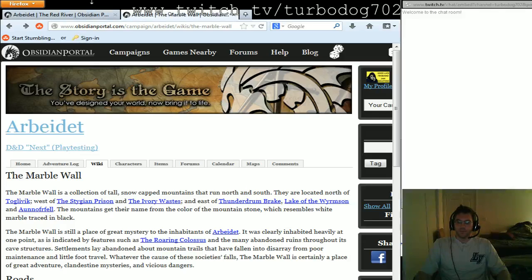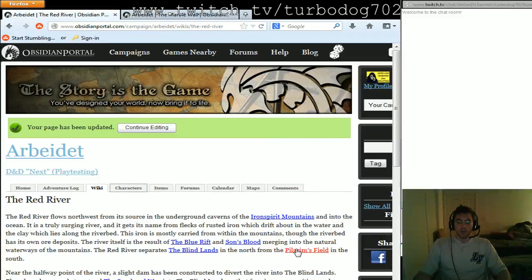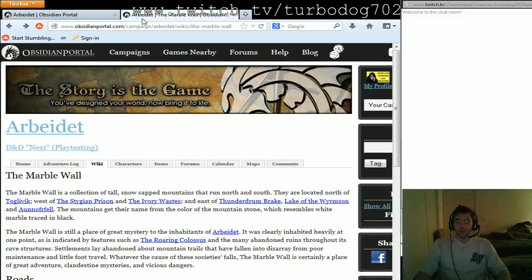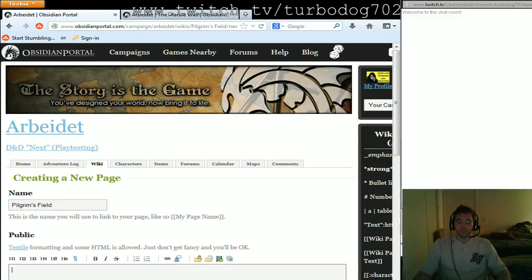Alright, so for that long thing, we can get to work on the Pilgrim Field, which is another region, which means we're going to use the region template. So we do header 3.